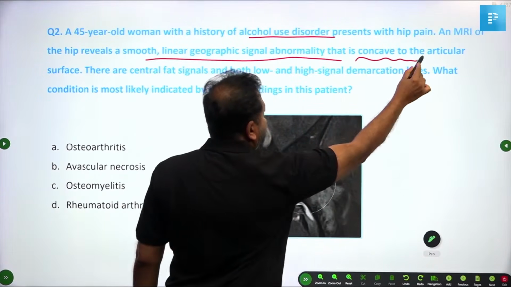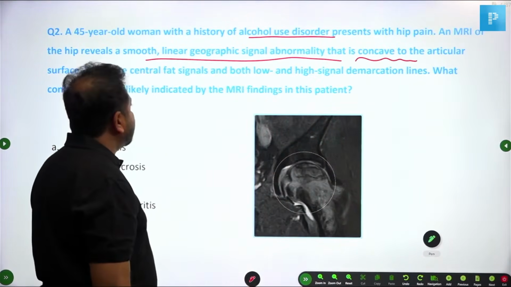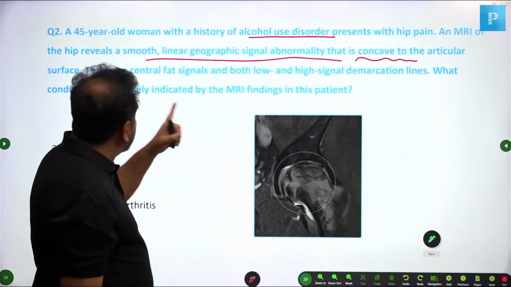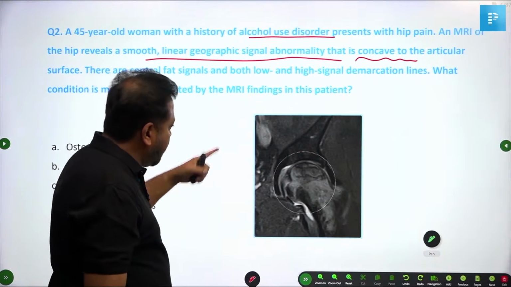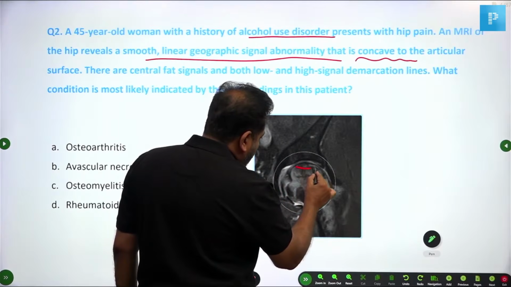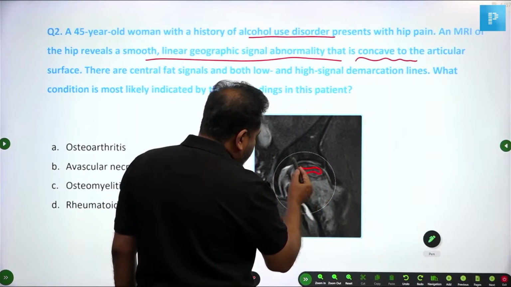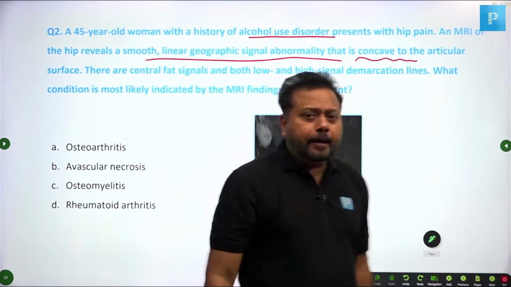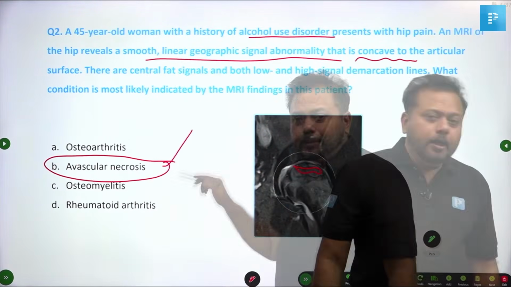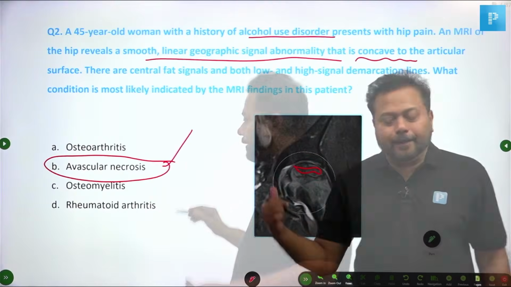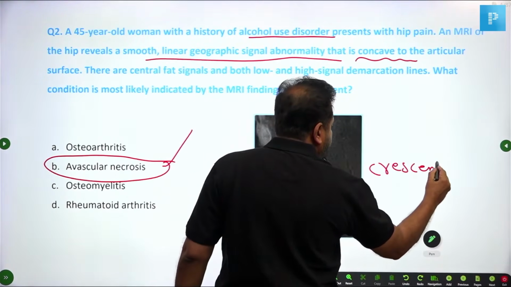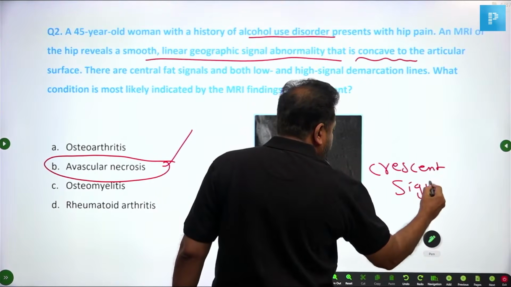An MRI of the hip reveals smooth linear geographic signal abnormality that is concave. This is the word, concave to the articular surface. There is central fat signal and both low and high signal demarcation. What condition is most likely indicated in the MRI? When you see this MRI, here you are able to see a concave lesion, like this. So this directly says this is avascular necrosis. So what is the name of this sign? This is called crescent sign.